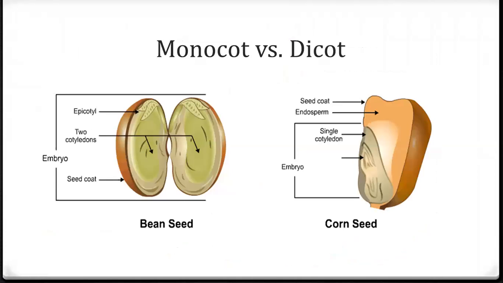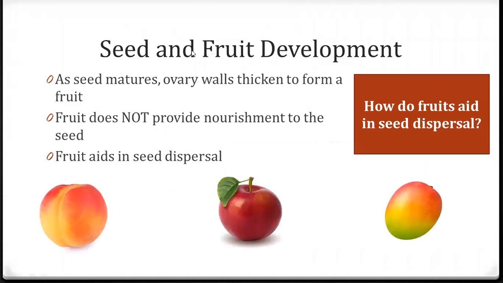Monocot and dicot seeds are different. So monocot seeds have the single seed over here, and then the dicot is your bean, which has two, di standing for two. Okay, seed and fruit development.